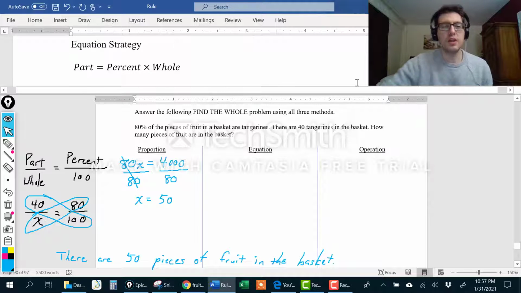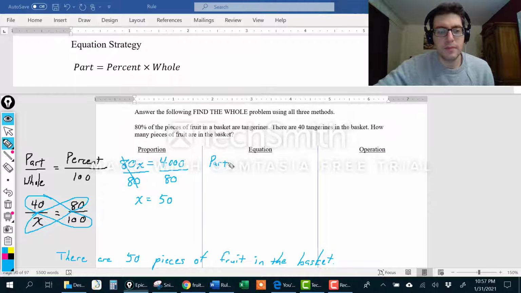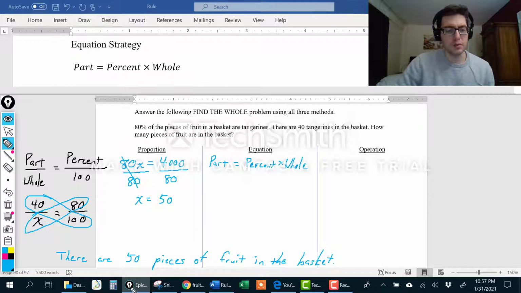The equation strategy is we're going to write part equals percent times whole. And what do we know here? 40 was the part. That was the part of the basket that was filled with fruit, tangerines.